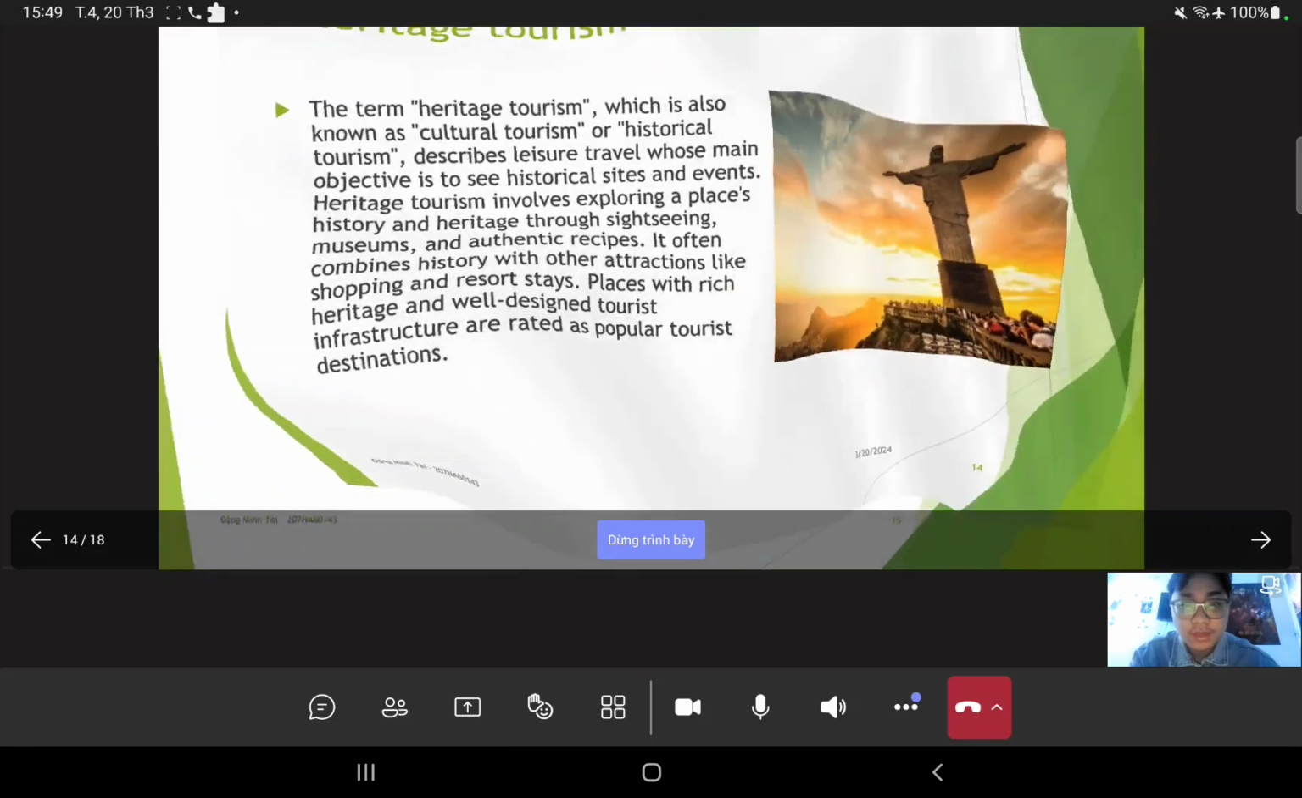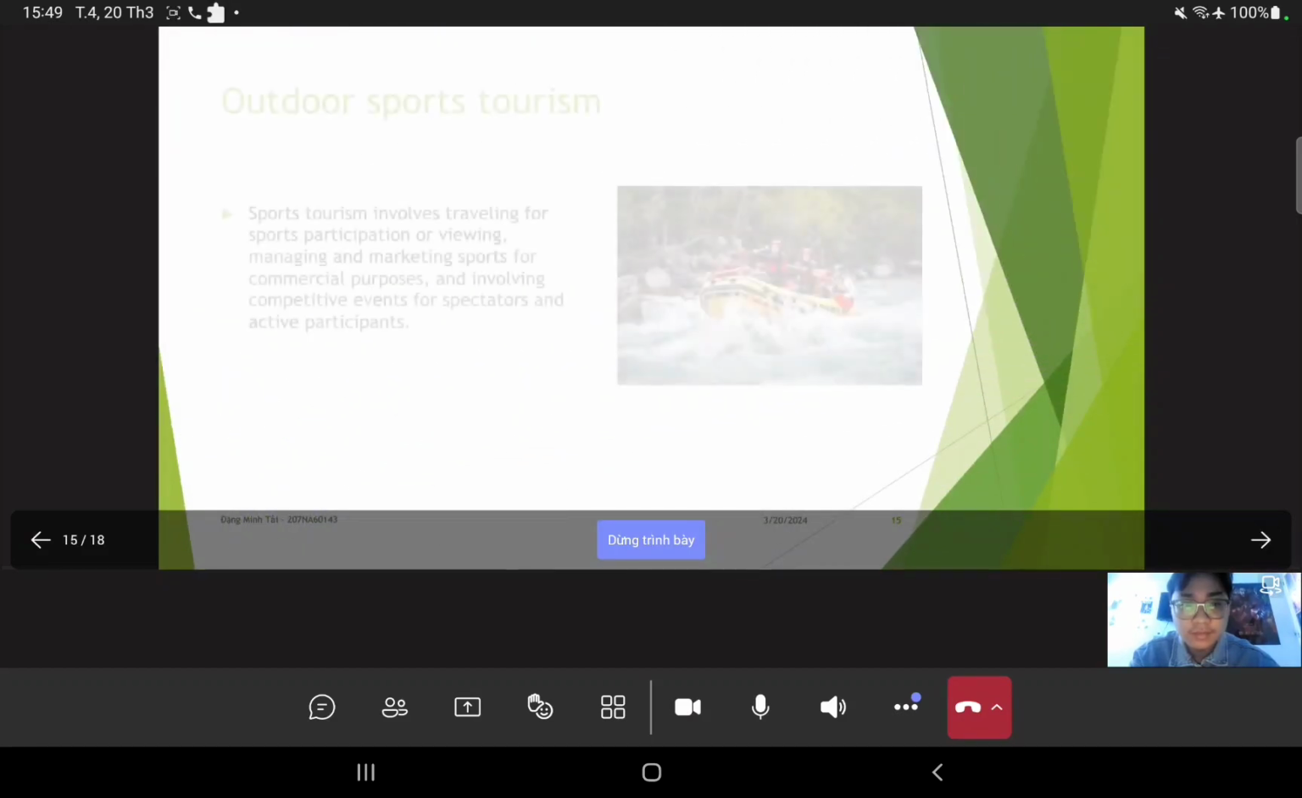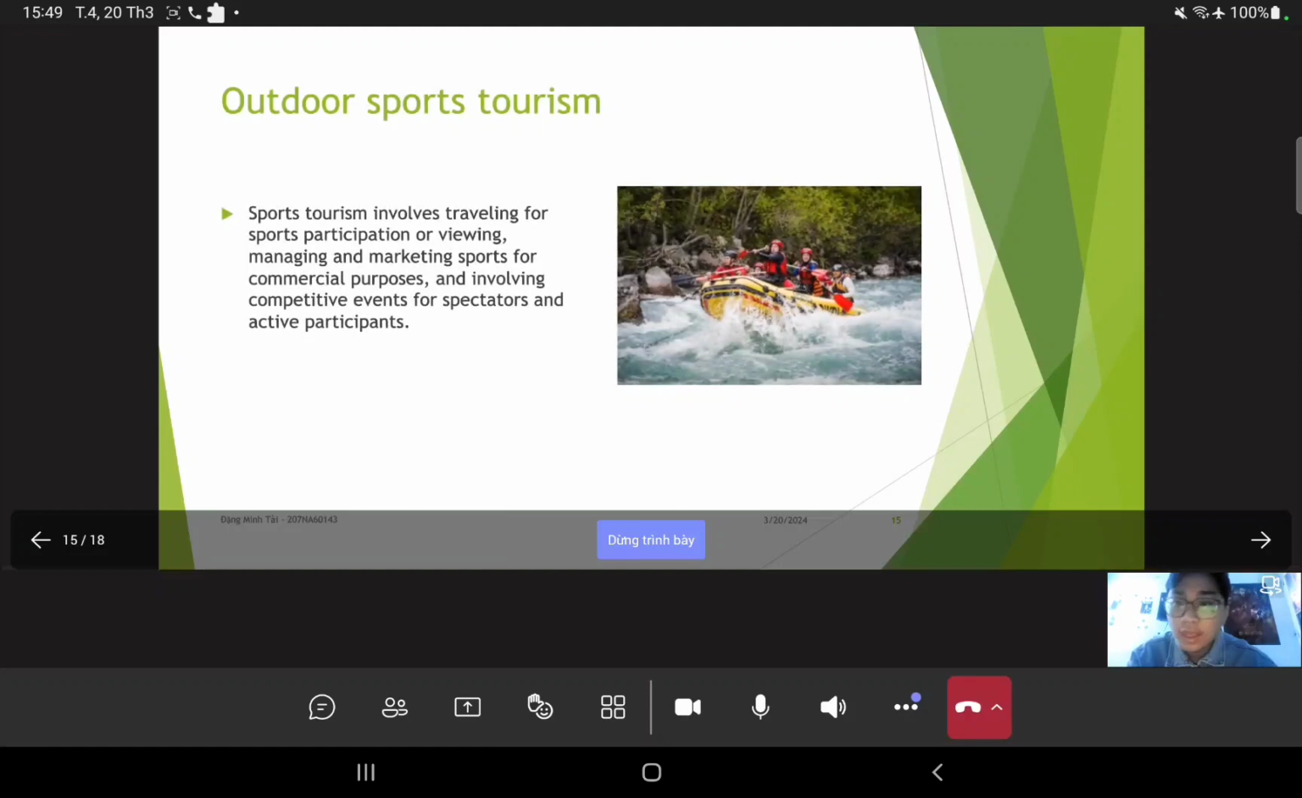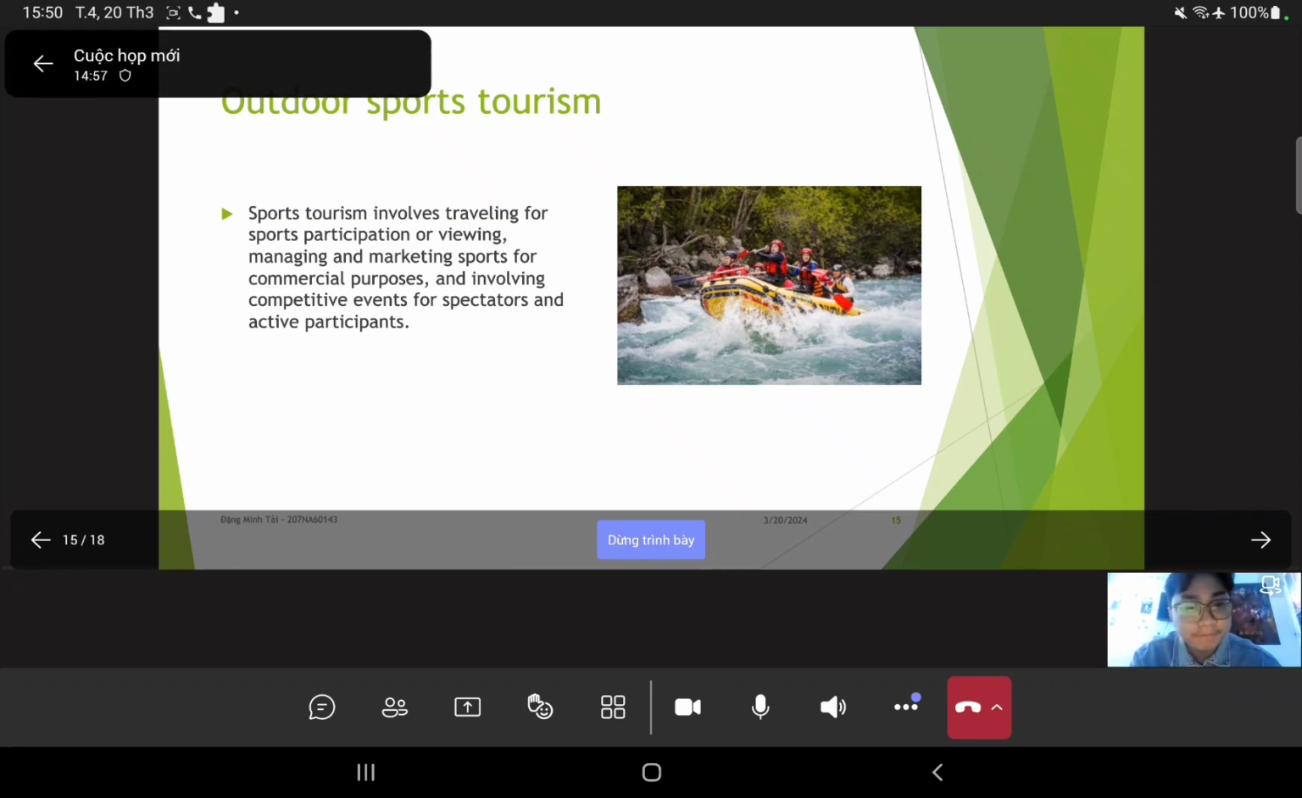So the last one is outdoor sport tourism. Sport tourism involves traveling for sport participation or viewing, managing, and marketing sport for commercial purposes, and involving competitive events for spectators and active participants.